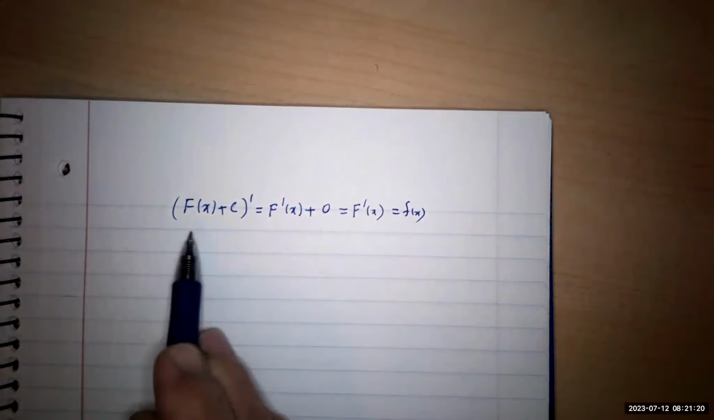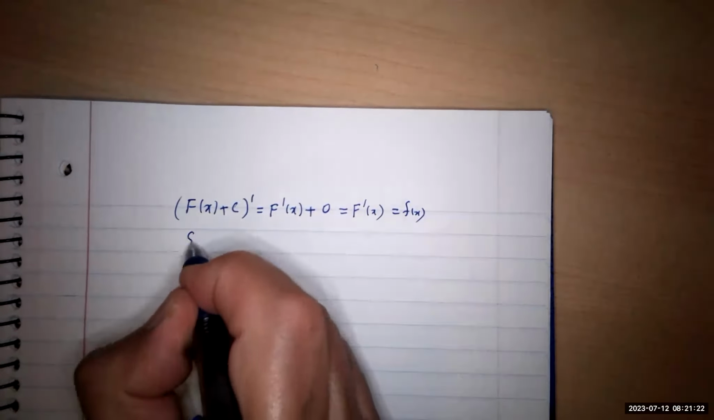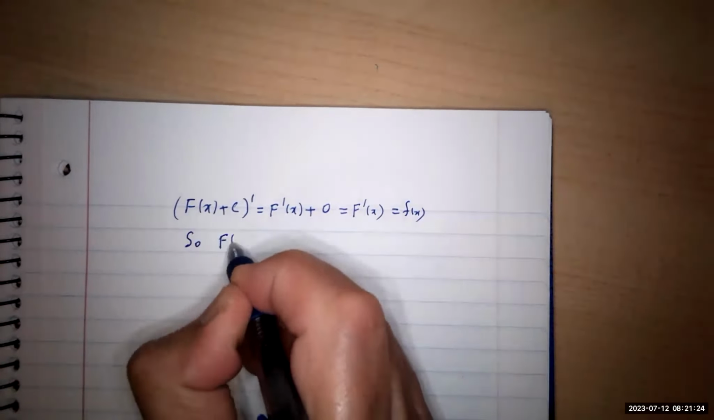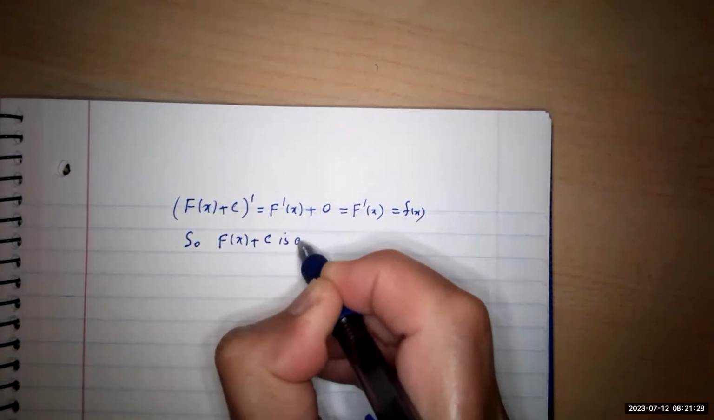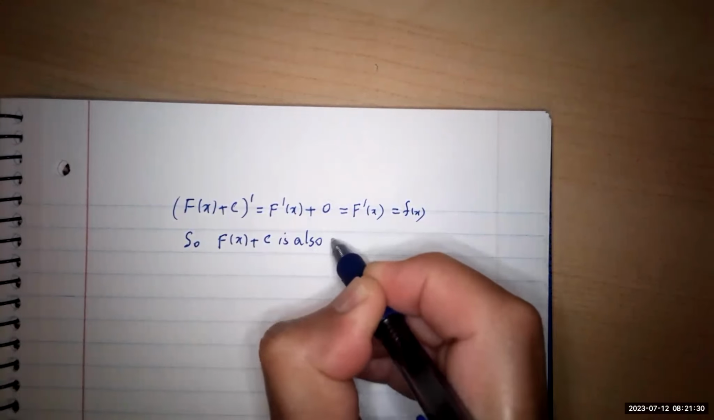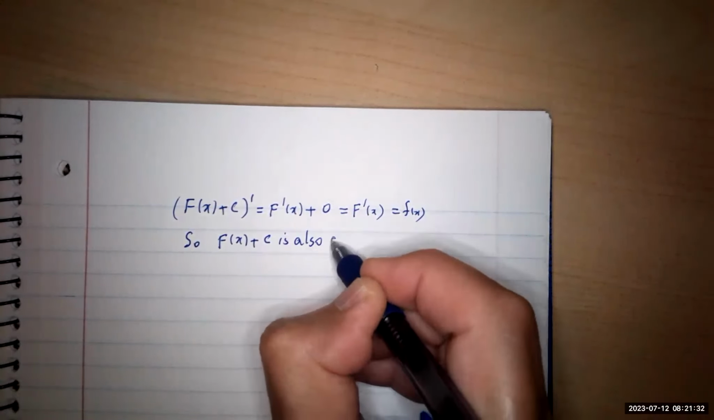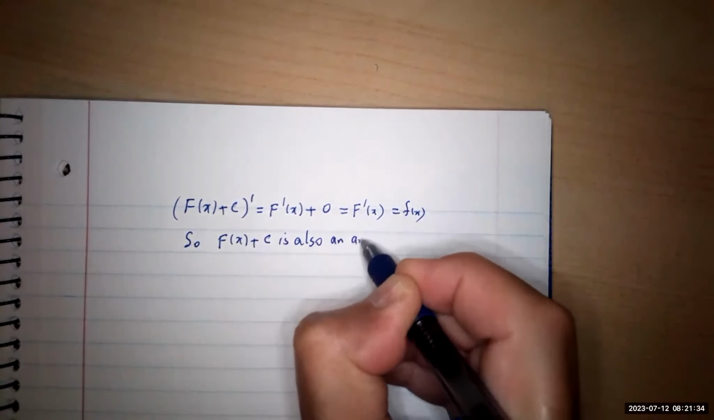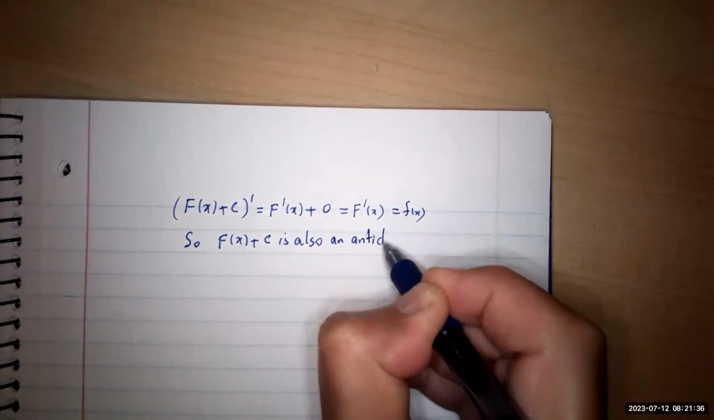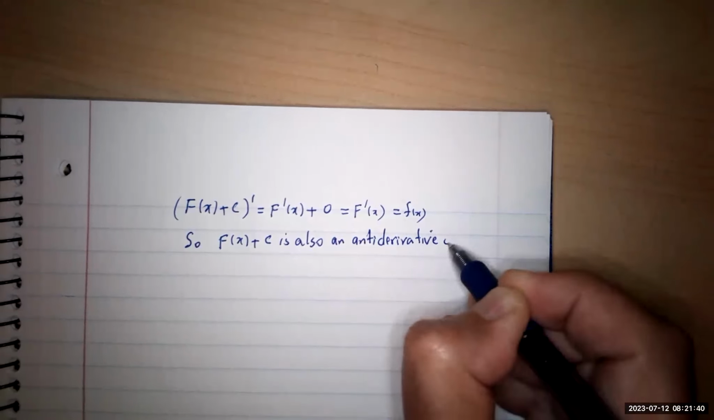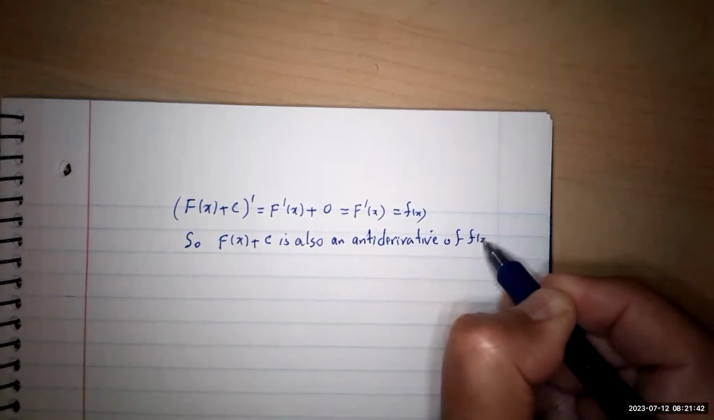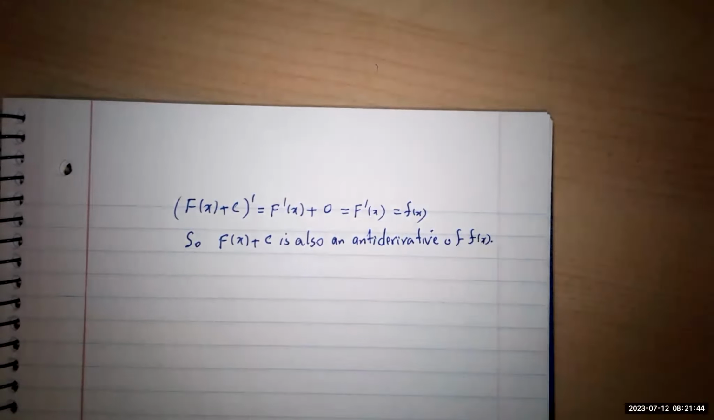So as we did it before, f of x plus c is also an antiderivative of the function. So it's not going to be unique.